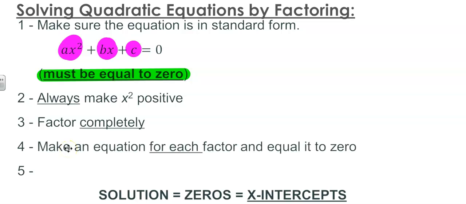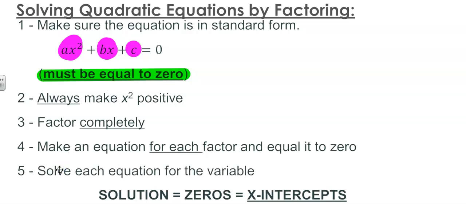Once you do that, you're going to make an equation for each factor, set it equal to 0, like we just did reviewing the zero product property, and then you'll solve each equation for the variable. You'll solve each of them for x.